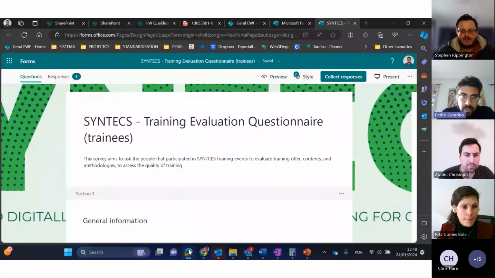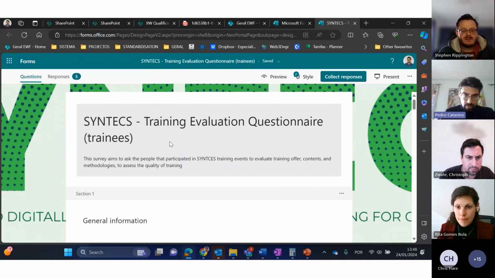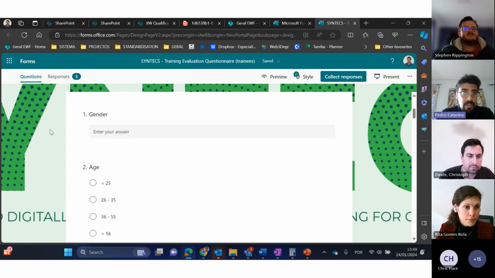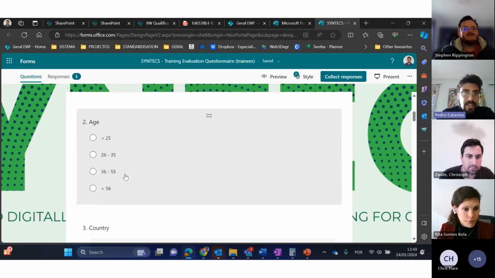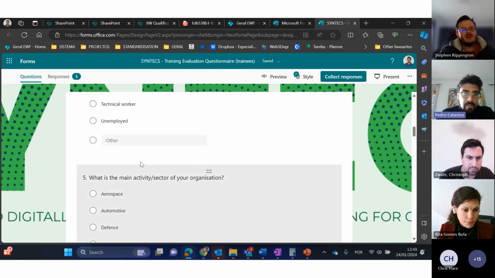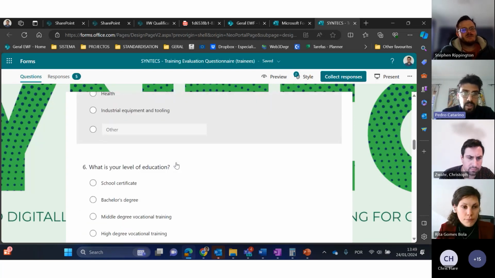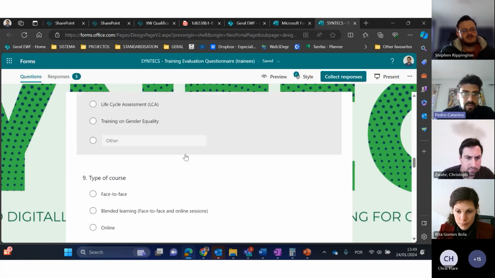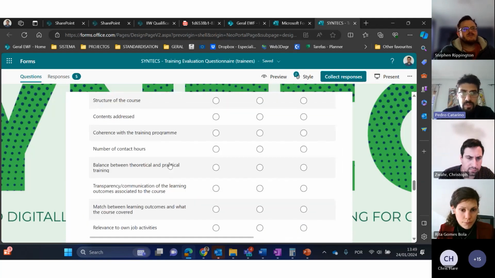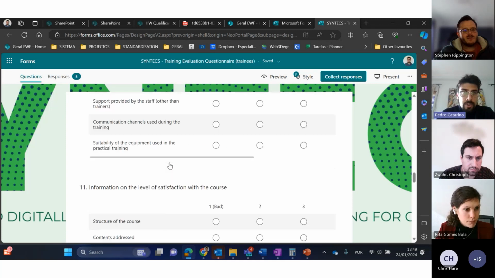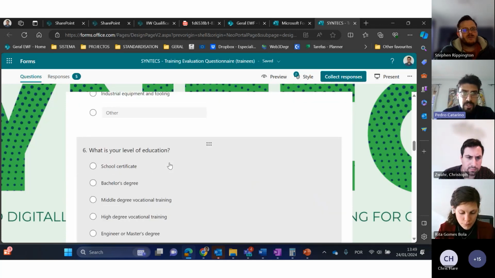So here is the Syntecs training evaluation questionnaire for trainees, for the audience that usually participates. In terms of questions, first question, gender. I didn't change anything, so this is original. Then the age, then the country, type of participants, and several categories: main activity or sector of the organization, level of education, professional background or experience, then the training activity, type of course, and satisfaction with the training. And now it's more or less the evaluation of the training itself. But probably for the first 6 questions, we should understand if they make sense or not.